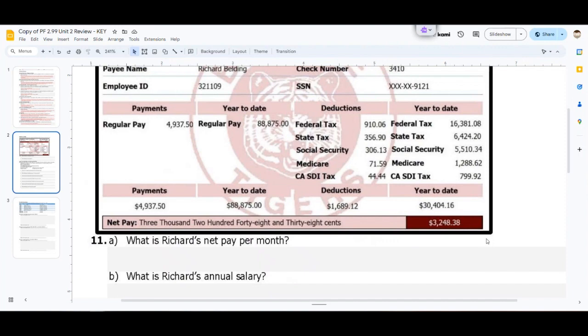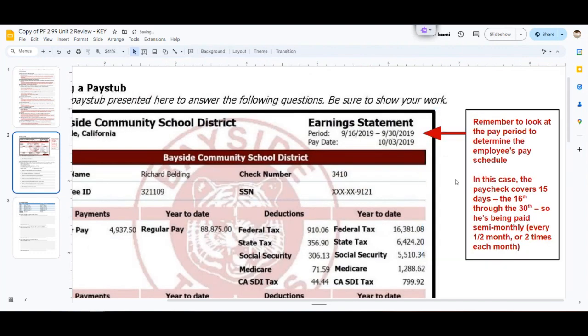Problem is that you didn't take into account the pay period of the paycheck, right? If this was for 1 week, that wouldn't be his monthly net pay. If it was for the entire month, then it would be. So we need to pay attention to the pay period. In this case, it's September 16th through September 30th. So we know that it's not a weekly paycheck. We also know that it's not a monthly paycheck. Now we need to distinguish. Is it biweekly, meaning is it covering 2 weeks, or is it semi-monthly, covering half of the month? So 16th through the 30th is a range, so we can't simply take 30 minus 16.